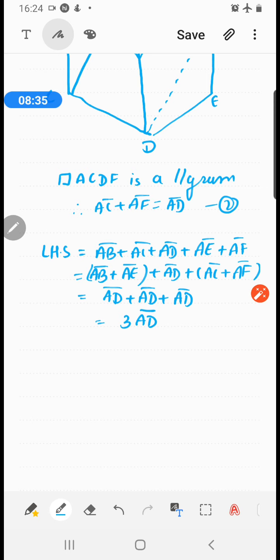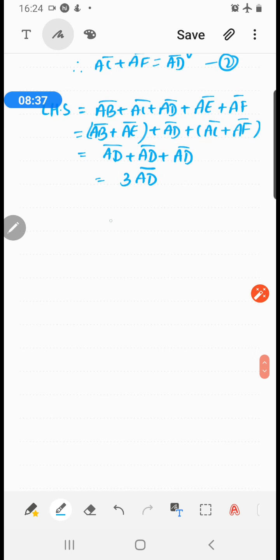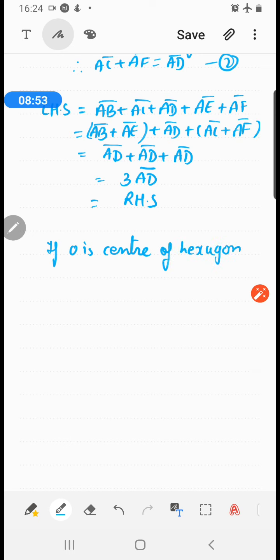Now what they want is, O is the center of the hexagon. So here I can write LHS equal to RHS. The first part is done. Now I say if O is the center of the hexagon, can I say then O will be the midpoint of AD?